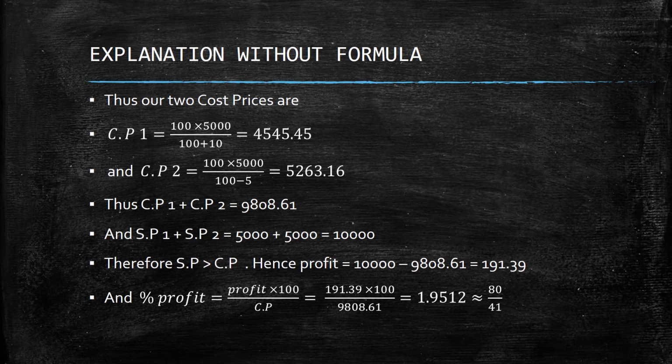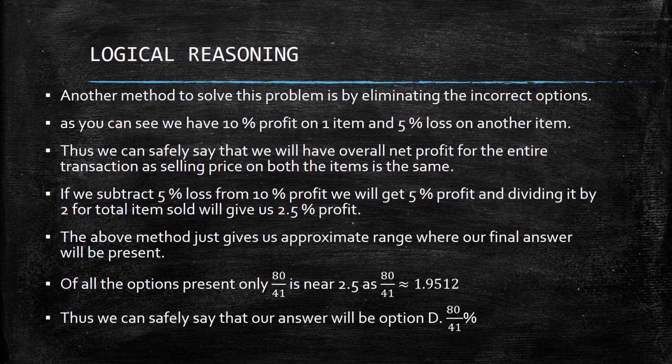Calculating percentage profit for this value of profit and 9808.61 as cost price finally gives us our answer as 1.9512% or 80 by 41% net profit. Another way of solving this problem is by elimination of incorrect options. As you can see, we have 10% profit on one item and 5% loss on another item. Thus, we can safely say that we will have overall net profit for the entire transaction as selling price on both the items is the same.